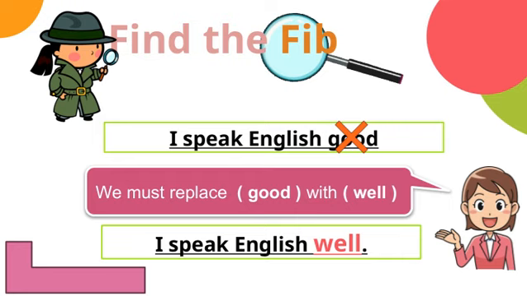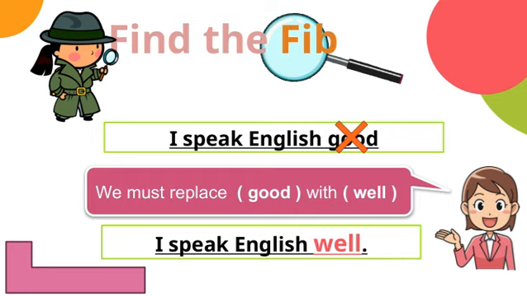The next point is a reminder that we must replace good with well in this context. This is because good is an adjective, and when we're describing how we do something, we should use the adverb well. So instead of saying, I speak English good, which is a common mistake, the correct way is I speak English well. This highlights an important rule about English grammar, using the right part of speech to match the sentence context.